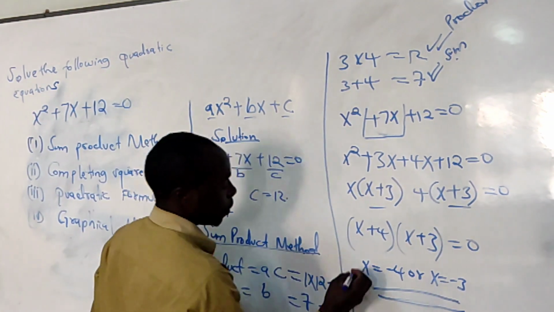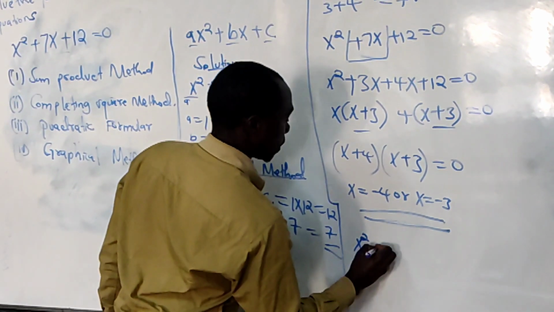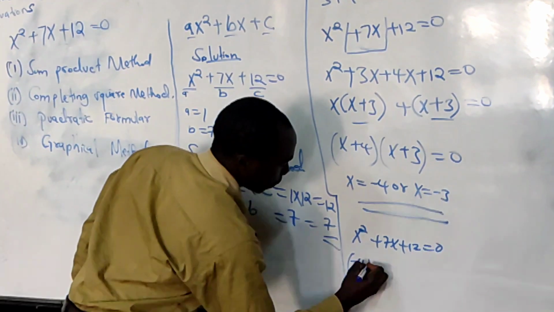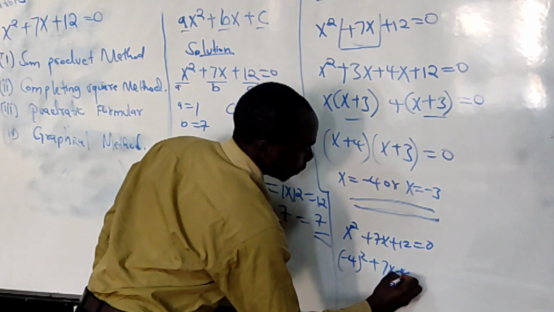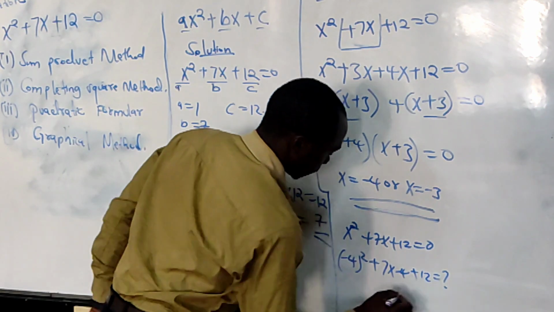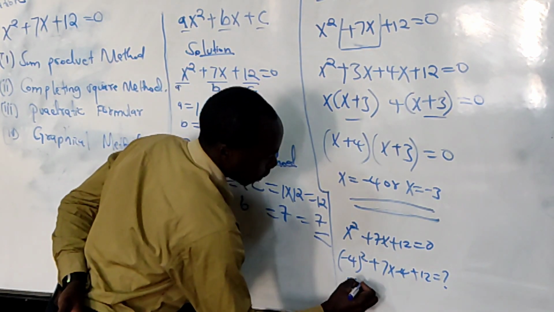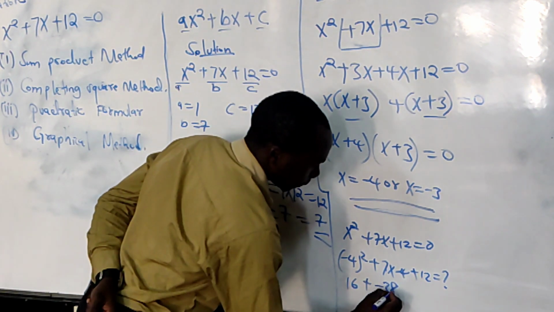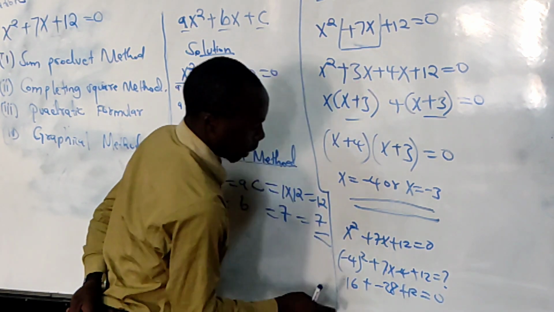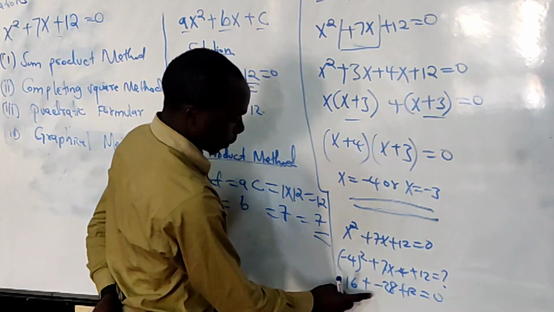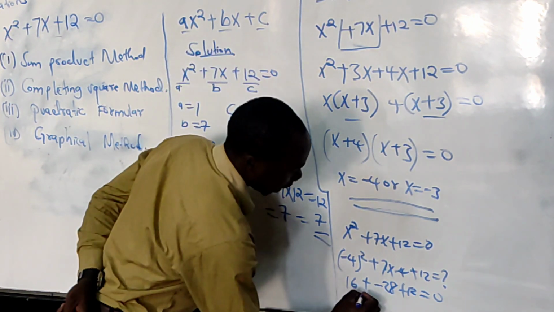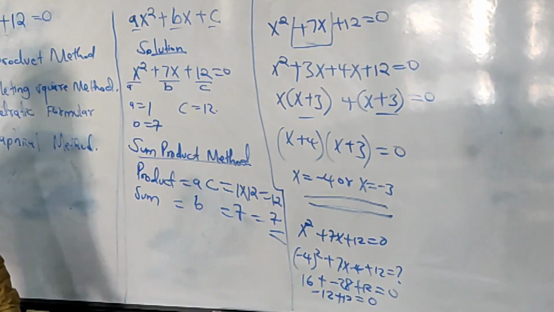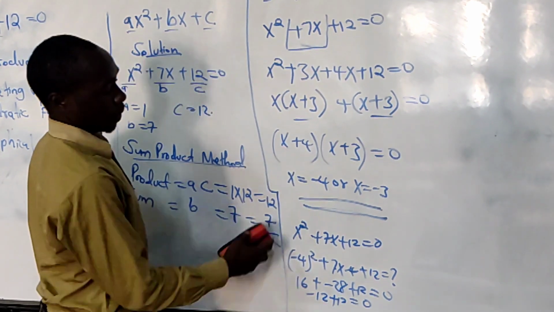If, for example, this equation is x squared plus 7x plus 12 equals 0, I'm taking negative 4. Negative 4 squared plus 7 times negative 4 plus 12 will be equal to what? Negative 4 squared is positive 16, plus 7 times negative 4 is minus 28, and then plus 12. This will give me what? If you take 16 and subtract 28, you remain with negative 12. Negative 12 plus positive 12 equals 0. And so we can conclude that the two answers you've gotten are correct.